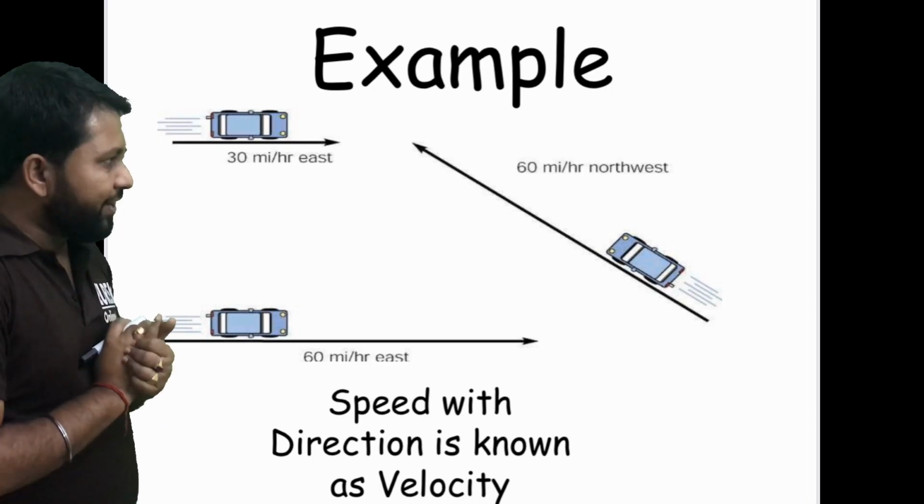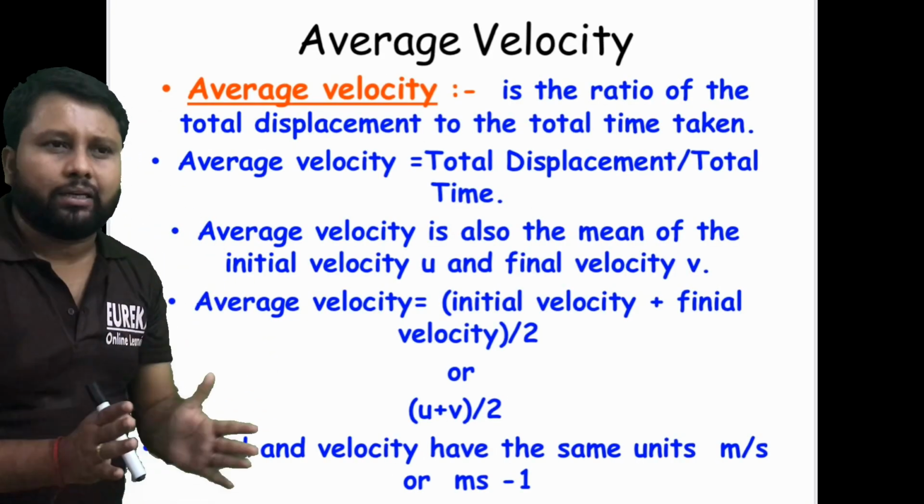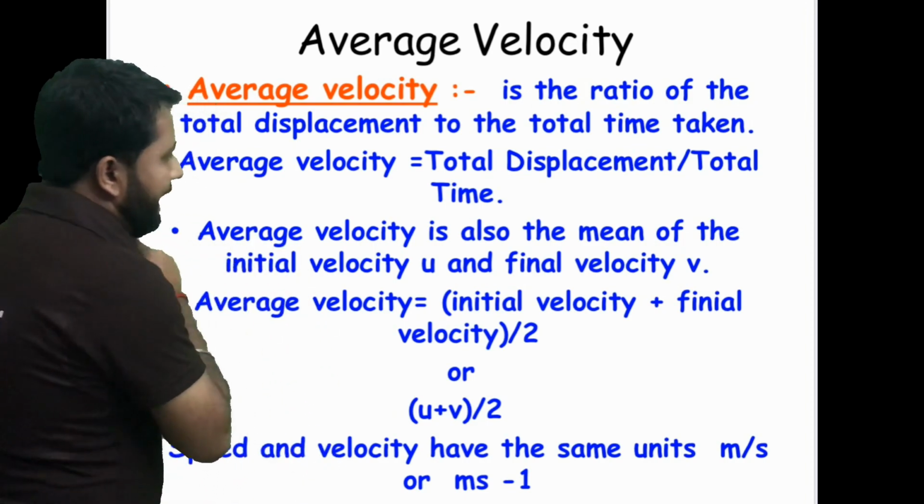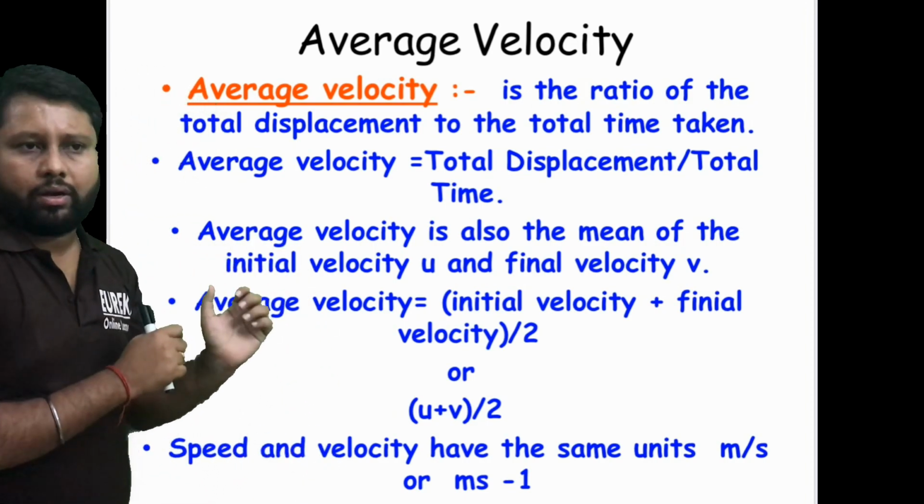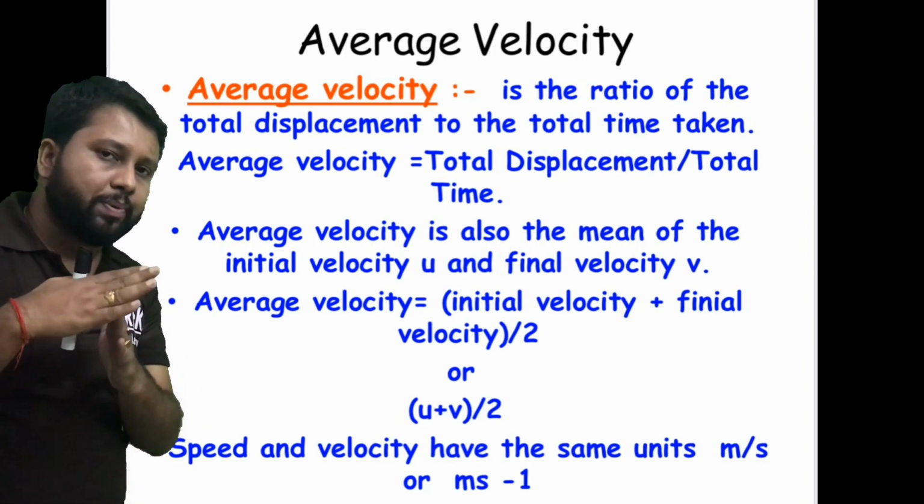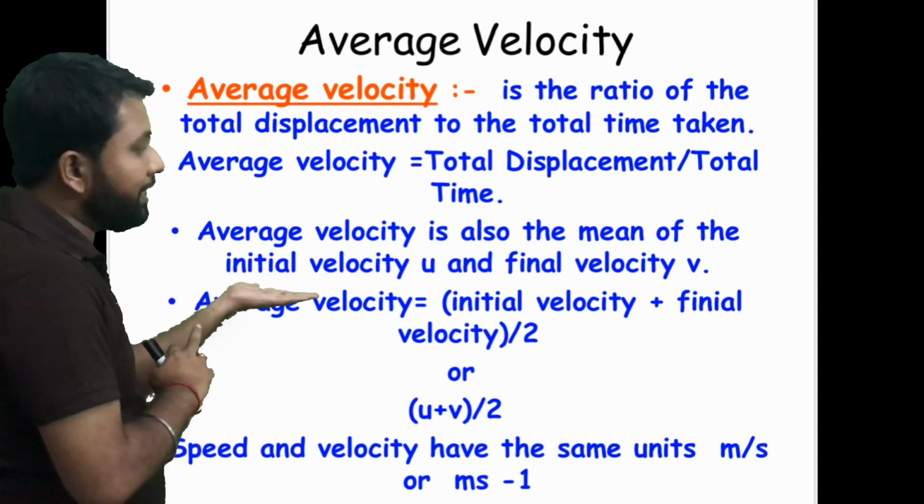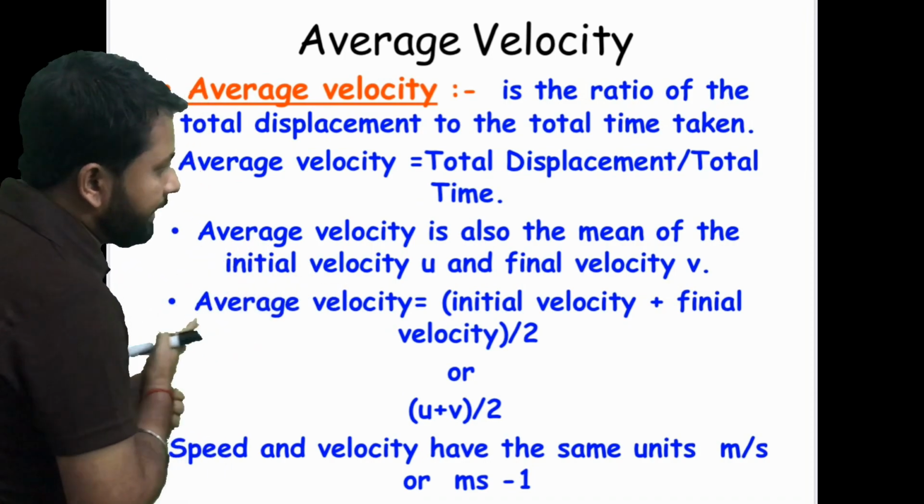Okay, what is average velocity? Average velocity is the ratio of the total displacement to the total time taken by the body. In the case of speed, we studied the ratio of distance to time, and in velocity it is the ratio of total displacement to total time taken.